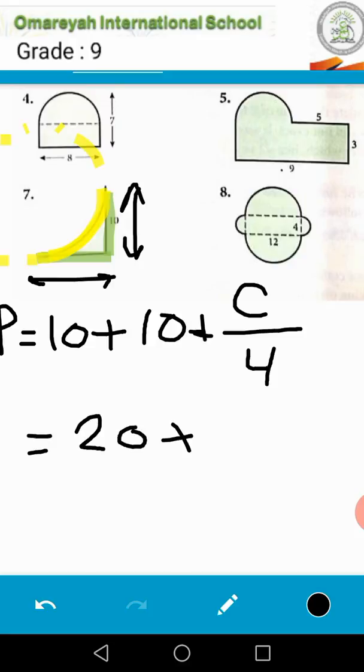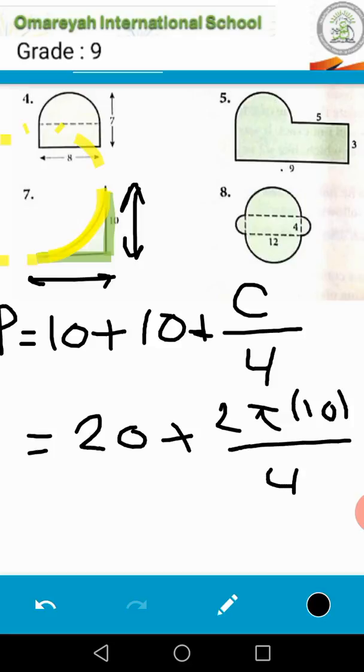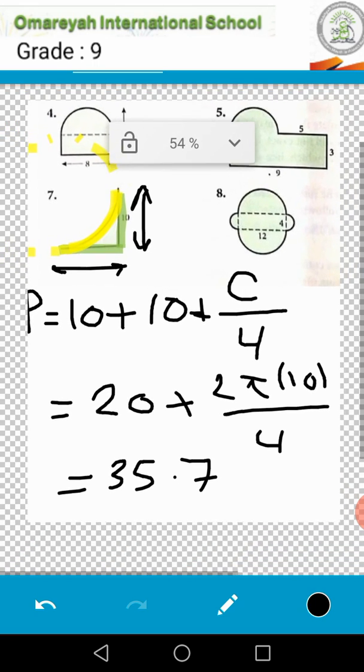Now give me the circumference of the whole circle. You can find the circumference is 2 times pi times radius. The radius of the whole circle is 10. Okay, everything divided by 4. So the final answer, when you add 20 plus 2 pi times 10 over 4, you get 35.7 centimeters. So this is the perimeter of this shape.